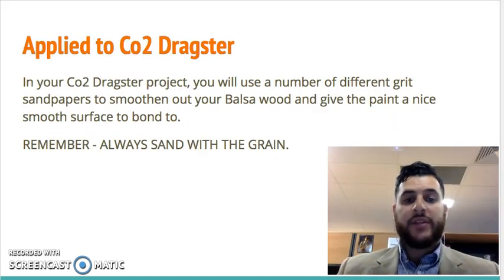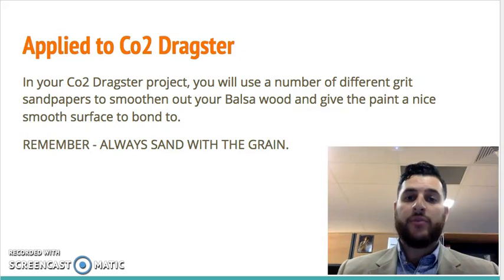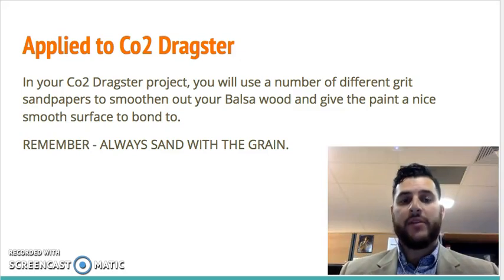Now, to apply it to our CO2 dragster, you'll use a number of different grit sandpapers to smoothen out your balsa wood and give the paint a nice smooth finish to bond to. Now remember, always sand with the grain, and what this means is, if you go against the timber grain, you will scratch your timber and cause damage to it. So you always go with the grain, and I'll do a demonstration in class about what that means, but make sure you include this in your report.